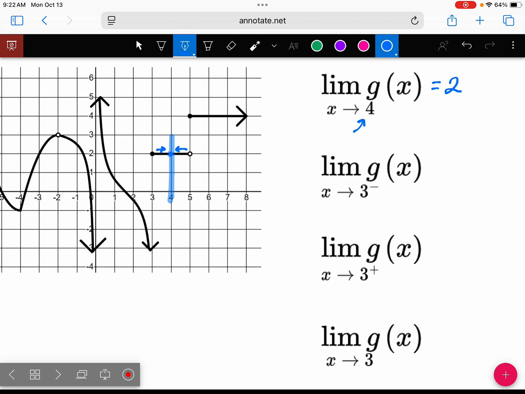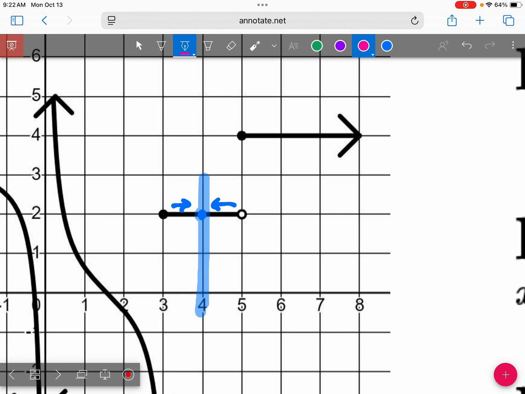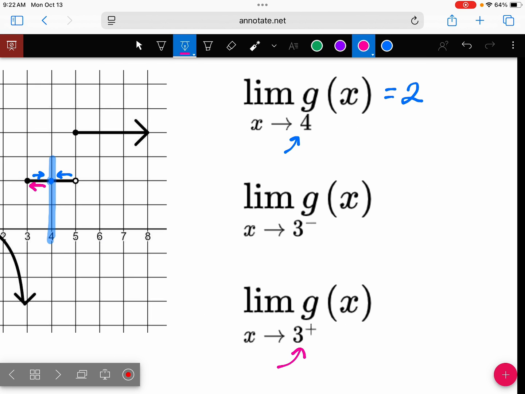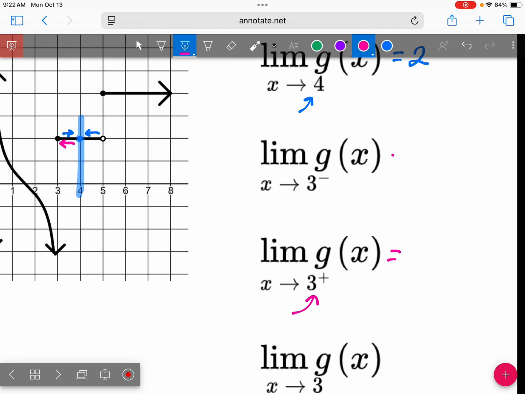I'm going to do these in a slightly different order. I'm going to do the third one next. I'm going to jump down to do this guy right here. As x approaches 3 from the right, what is our limit? 2, because we're getting closer and closer to 3. So our limit as we approach 3 from the right is 2.